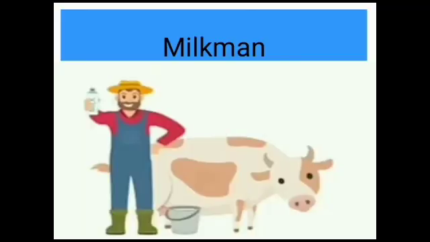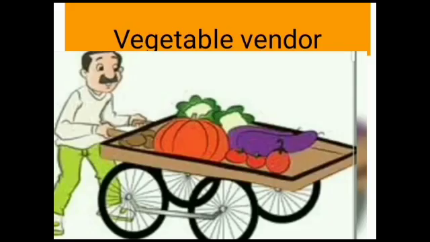Okay, then what we are going to see is about the outsiders. See, these outsiders are not our family members but they come to our house. Like the milkman. What does he give? He gives us milk every day. Then we see the vegetable vendor. He sells vegetables in your streets. You buy vegetables from him.